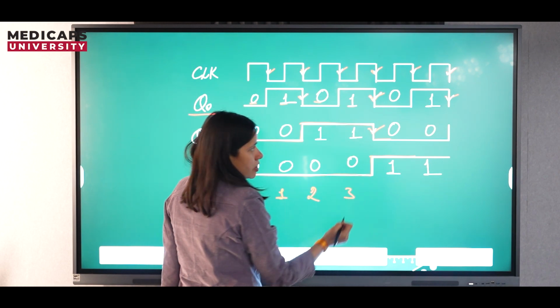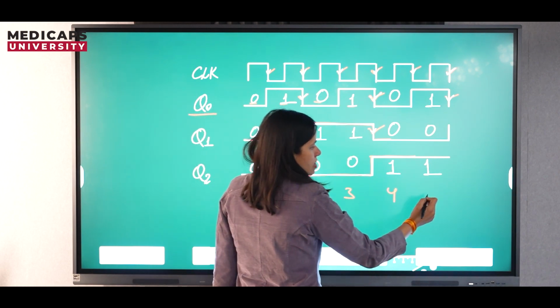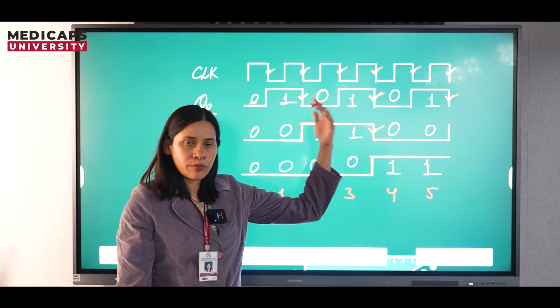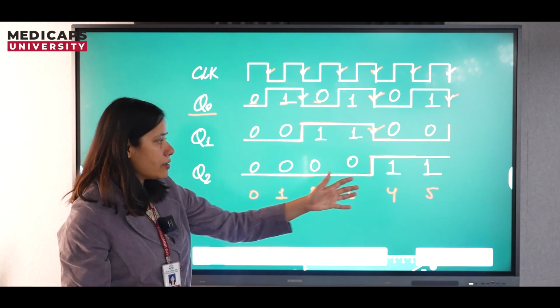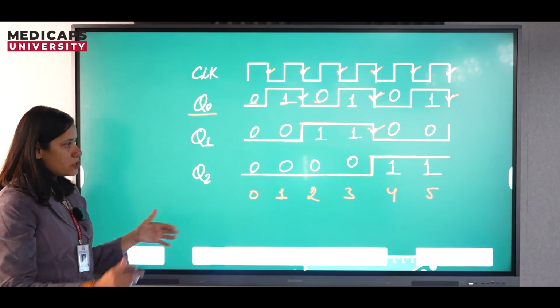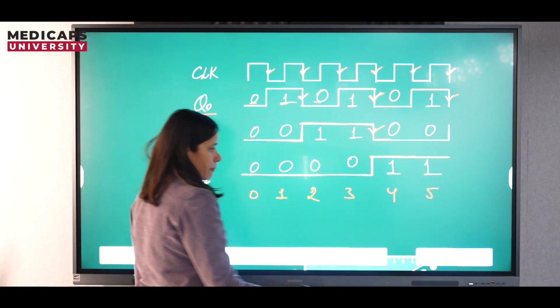0 1 1 is 3. 1 0 0 is 4, 1 0 1 is 5. It will go up to counting up to 6, 7, and once it reaches 7, it comes back to 0. So this is how it keeps on working.